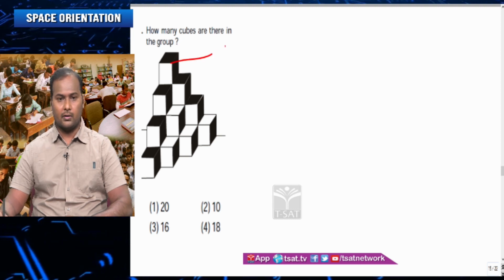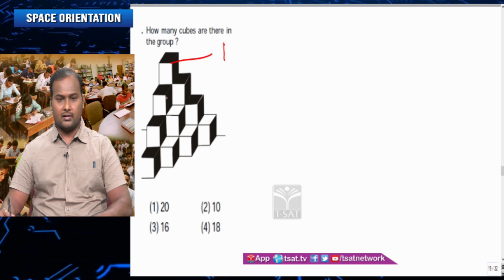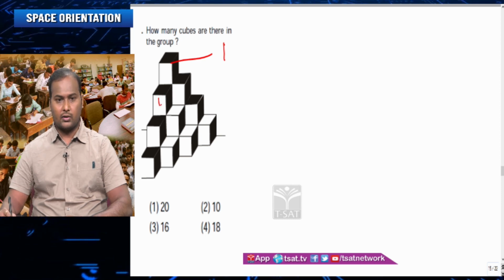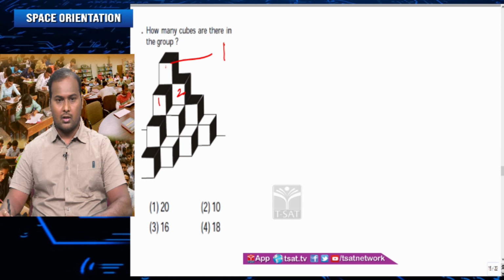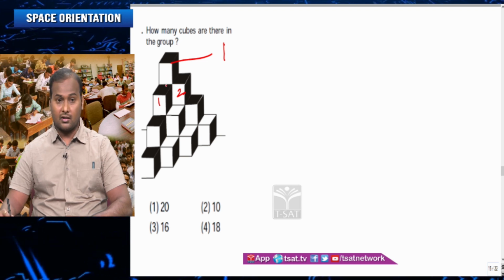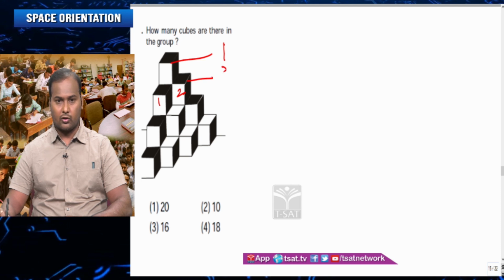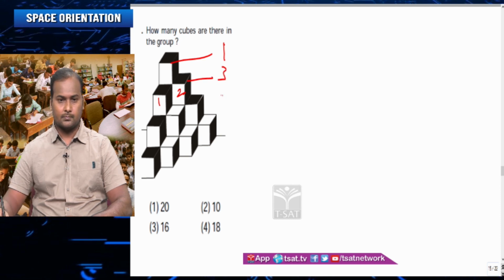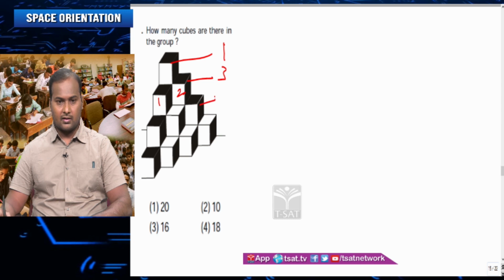On top, how many cubes here? 1. See the next layer. In this layer, how many are there? See, this is 1 cube. This is the second cube. Below this one cube, you have one more cube that is not visible. So obviously here, how many cubes are there? 3 cubes are there. Now come to the next layer.